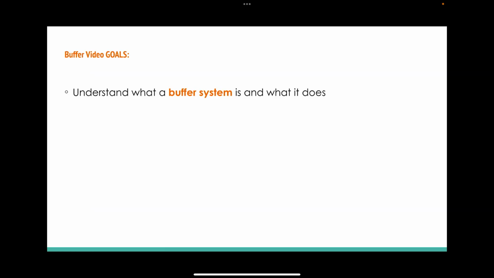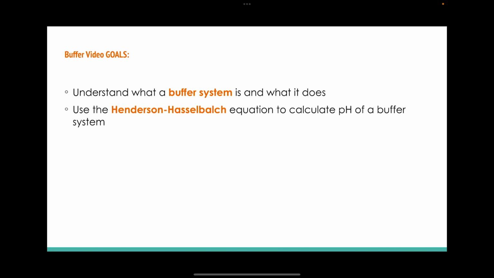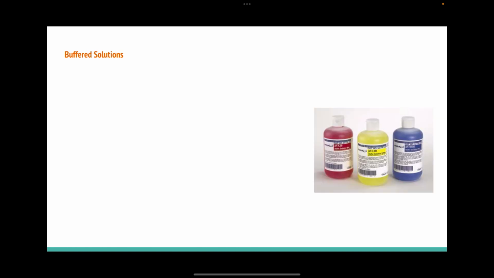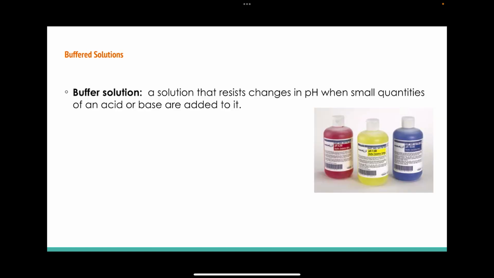By the end of this video, you should understand what a buffer system is and what it does. You should be able to use the Henderson-Hasselbalch equation to calculate the pH of a buffer system. You should be able to make predictions about the buffer capacity of a system, and you should understand how to make a buffer system. So let's start by defining what a buffer is.